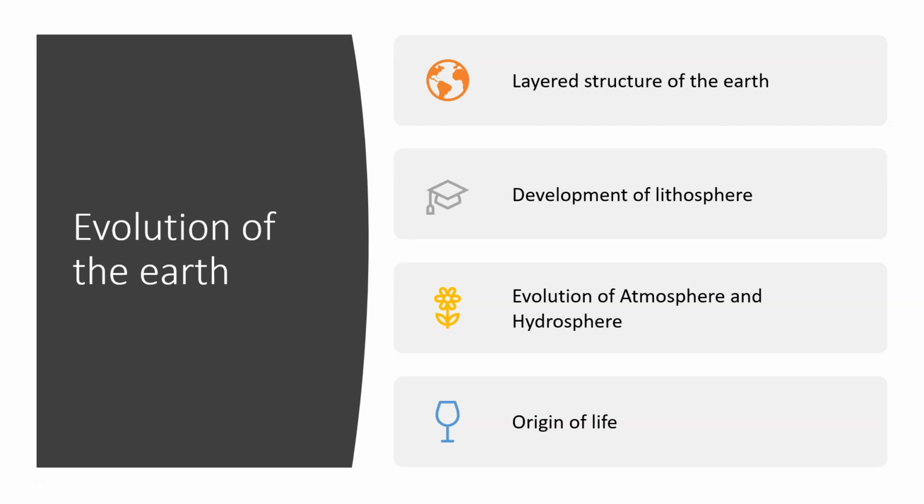Okay, so in this video, we are going to have a quick look at the evolution of the Earth in terms of 4 topics. So first we look at how the Earth is layered. It has a layered structure. Second, we look at how the lithosphere developed. We then look at the evolution of the atmosphere and the hydrosphere. And then finally, a quick look at the origin of life.